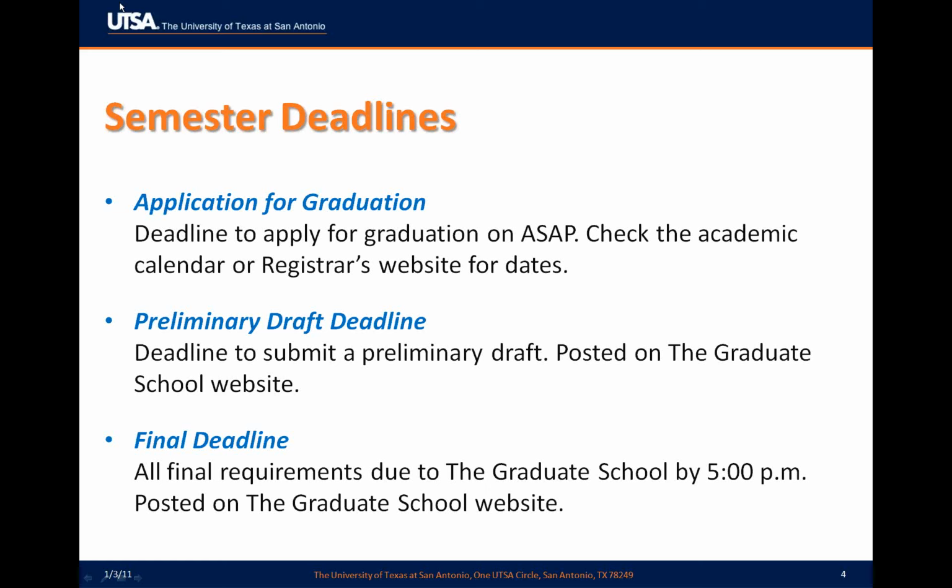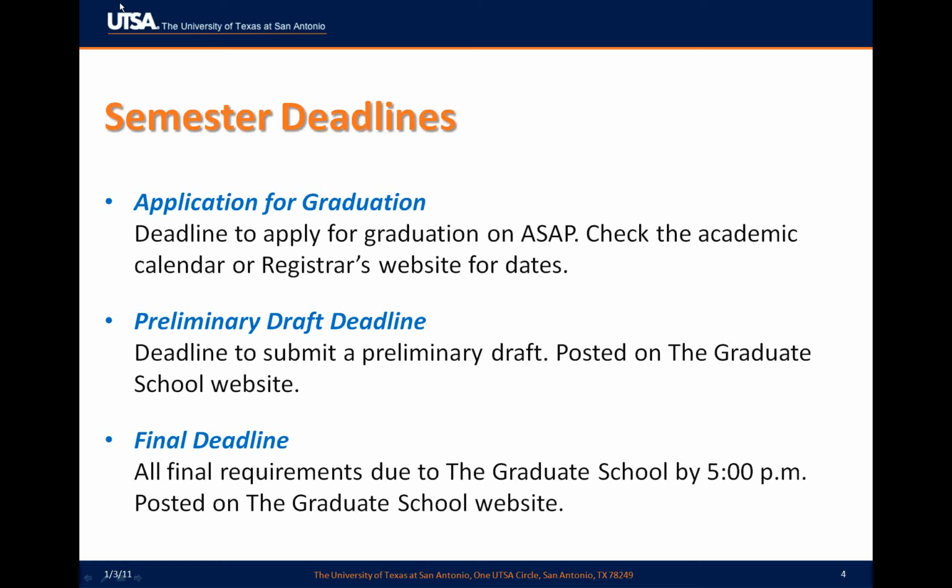The next deadline that comes up is the preliminary draft deadline, and that's the first deadline from the graduate school. This is the deadline to submit a preliminary draft to the graduate school for a formatting review. It is very, very strongly recommended that all students turn in a preliminary draft so that we can review your formatting and see if we can find any errors. The deadlines for the preliminary draft are posted on the graduate school website, and they are posted every semester, usually a couple semesters in advance.